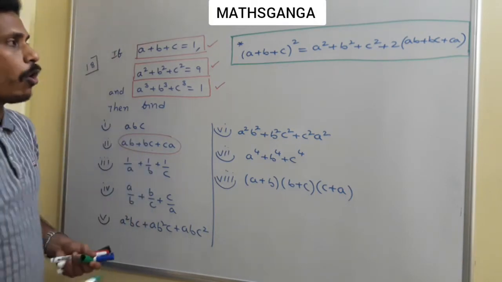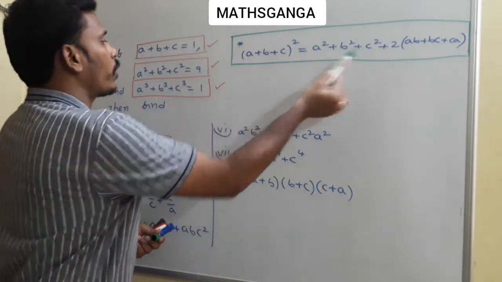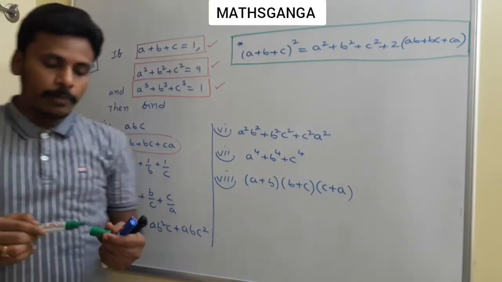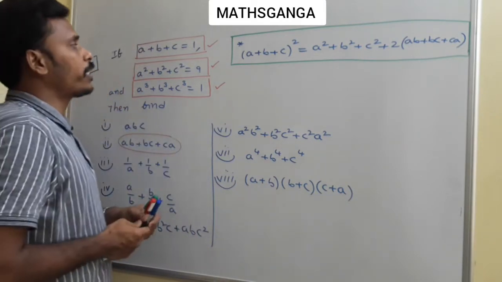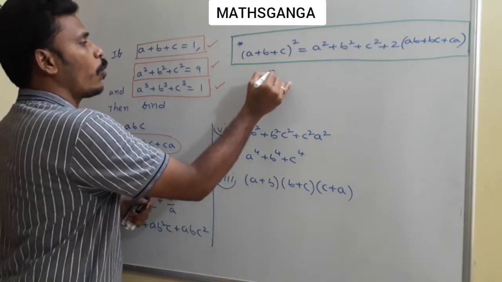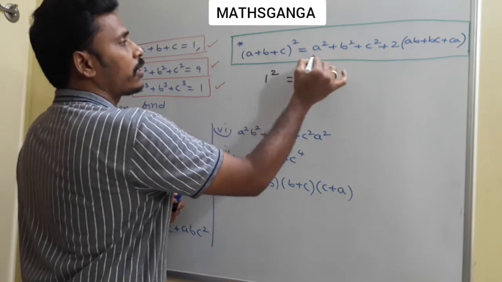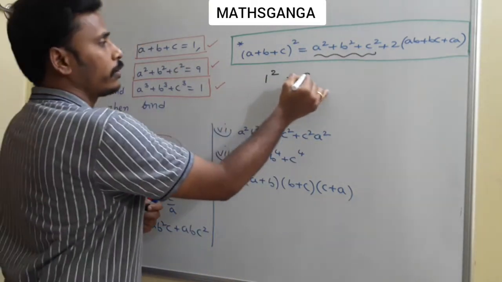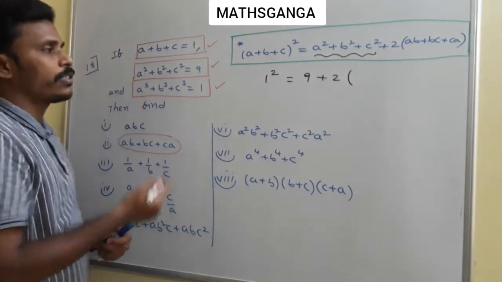Why? Because a plus b plus c, I know it as 1, and a square plus b square plus c square as 9. But I don't have this particular value, ab plus bc plus ca. I will find it. Just look there. a plus b plus c whole square is just 1 square, and this is equal to the next three terms, a square plus b square plus c square, which is given as 9, plus 2 times ab plus bc plus ca.